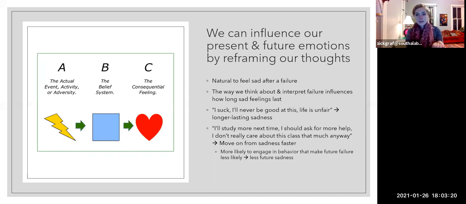But the way that we interpret that failure, so in the ABC model, which we'll talk about in the next couple of lectures, the failure would be the activating event, the adversity, the negative thing that happens or the situation that happens that triggers an emotional response. The belief system that we bring to it is what actually influences the feeling that we experience as a consequence and the behavior that we take away from that.